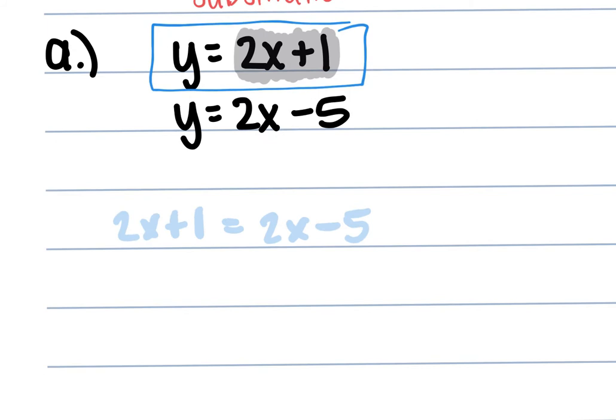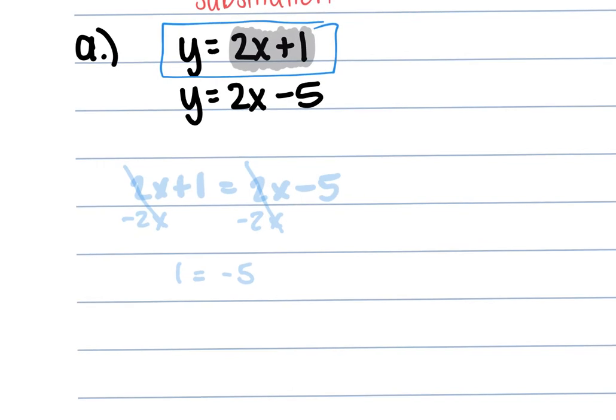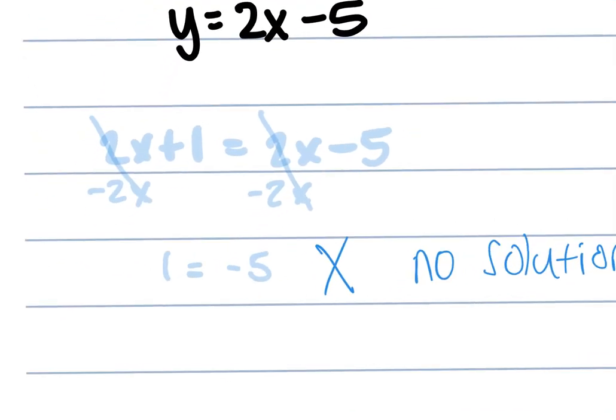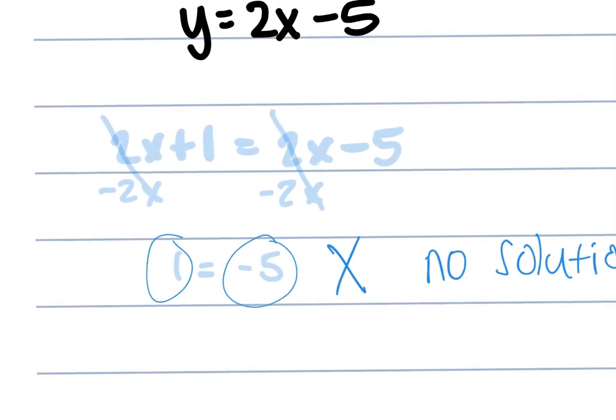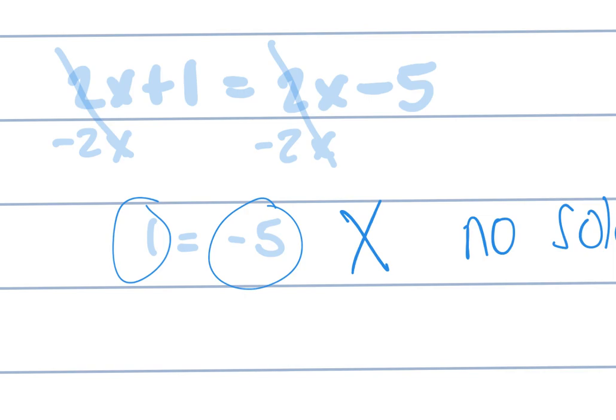Now, once we have this, all we need to do is start to solve. We would subtract 2x from both sides, minus 2x. These are going to cancel, and we get 1 equals negative 5. Now, 1 is certainly not the same amount as negative 5, so this does not work, and there is no solution. Notice the difference here, guys, is your variables completely go away, and we're left with two numbers separated by an equal sign. If it's a true statement, there would be infinitely many solutions. If it's a false statement like this one, then it's no solution, okay?